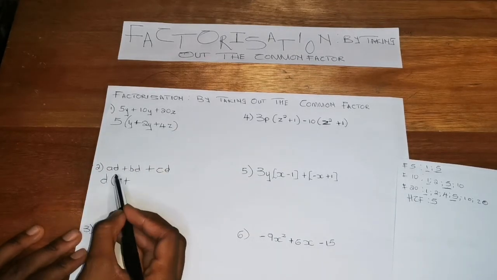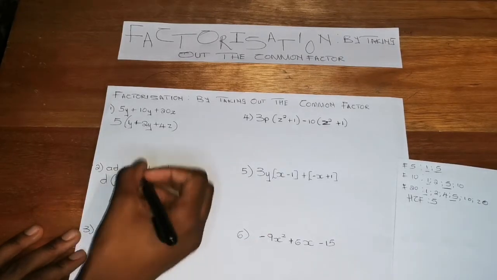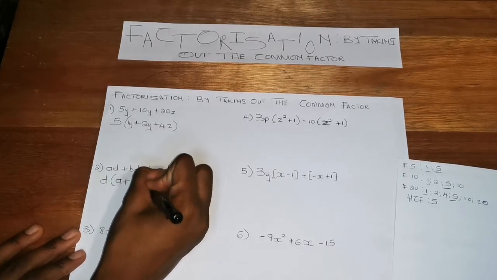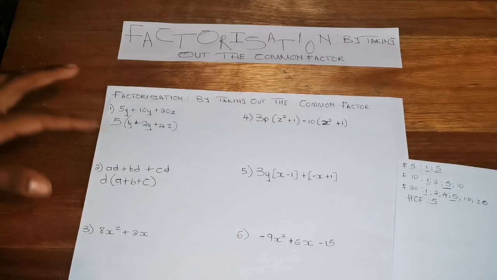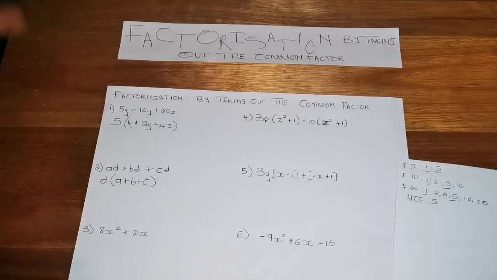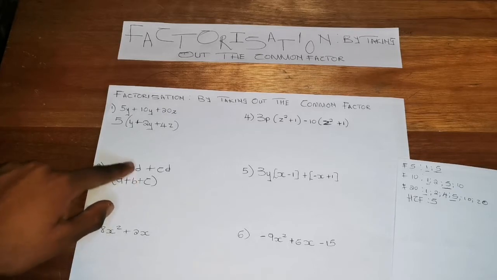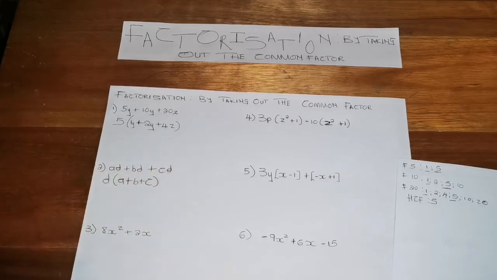And then D cancels D and then you're left with B. Then positive sign. D cancels D. Then you're left with C. And then if you want to take this back, you just use the distributive property. D times A, AD. D times B, BD. D times C, CD.